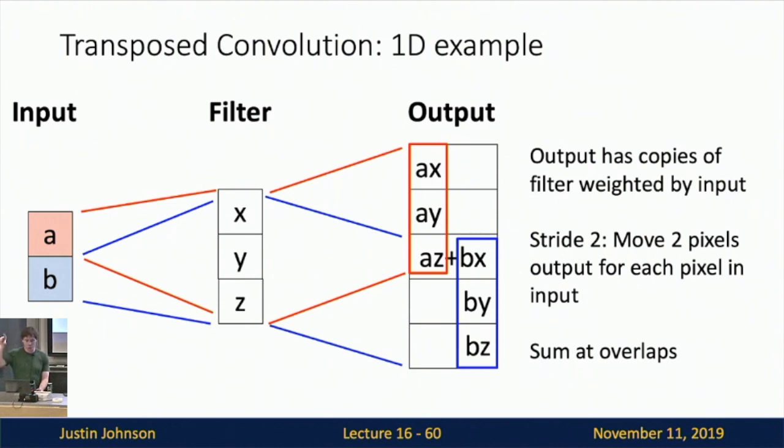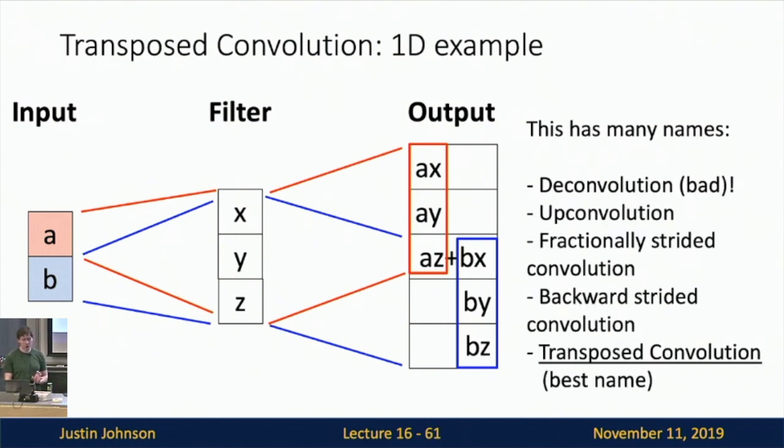And then we're going to move 2 positions in the output for every 1 position that we move in the input. And now in the second position, we'll again take the filter value, weight it by the value of the input, and copy it into this moved position in the output. And then at this overlapping region, we will sum where these 2 things overlapped. Is this operation clear, what's going on with transposed convolution?